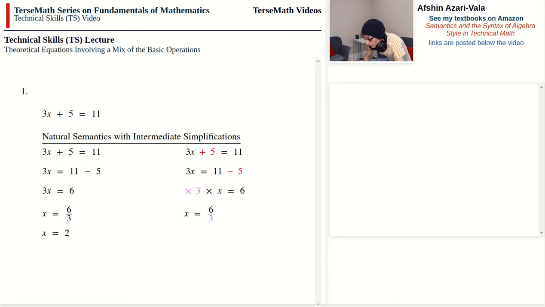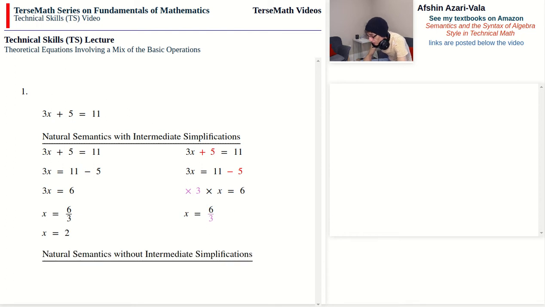There is a different approach in which simplifications are left at the end. So initially we follow step 1, solve for the term that contains the unknown, but we don't simplify. We don't do 11 minus 5, 6. We just keep it as 11 minus 5. And then we solve for the factor that contains the unknown. Once x is isolated, then we start simplifying the equation. Following this approach, we write down 3x plus 5 equals 11. So again, we start with the first term, which is 3x.